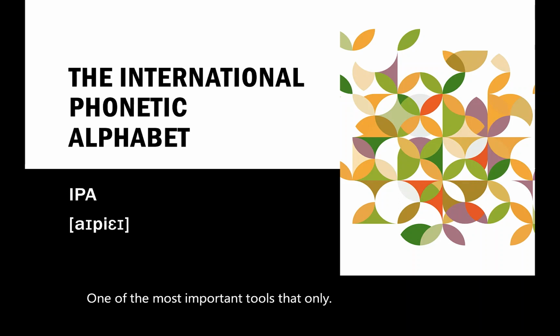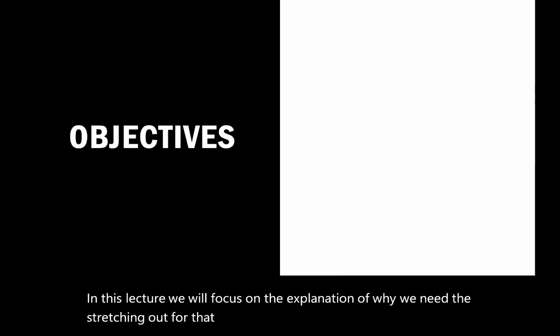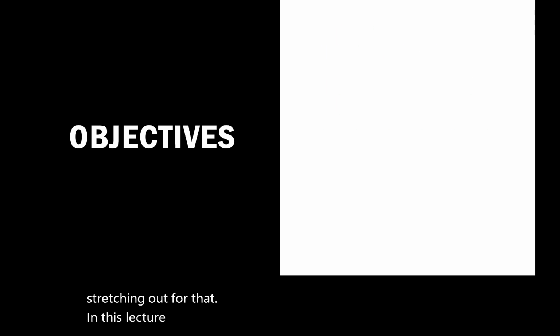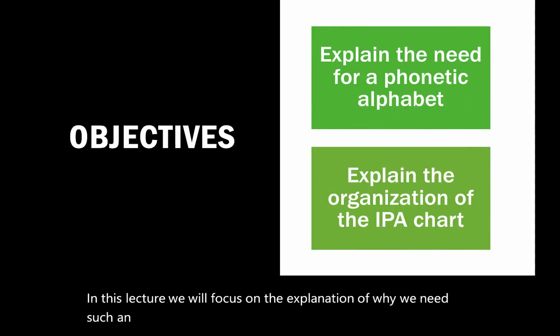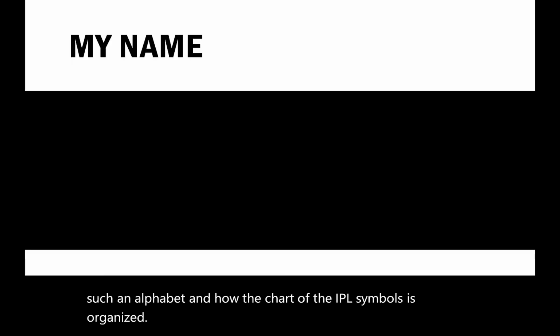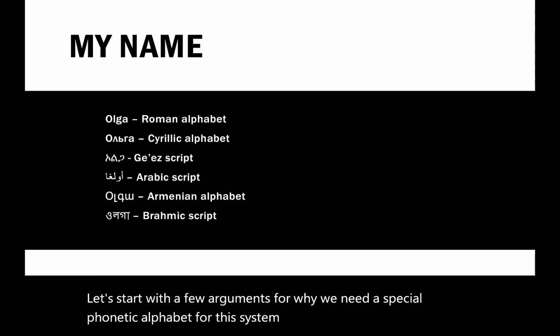One of the most important tools that phoneticians use in the study of speech sounds is the International Phonetic Alphabet, or IPA. In this lecture, we will focus on the explanation of why we need such an alphabet and how the chart of the IPA symbols is organized. Let's start with a few arguments for why we need a special phonetic alphabet as a system of recording sounds.